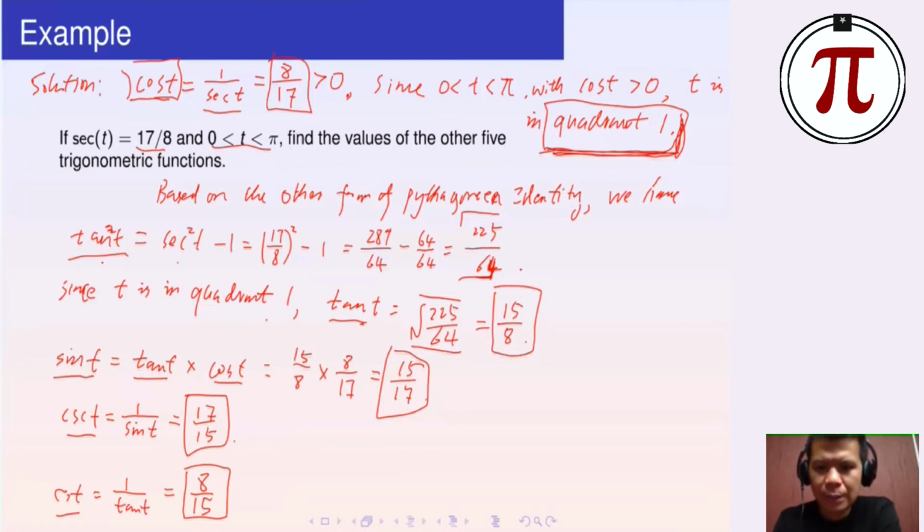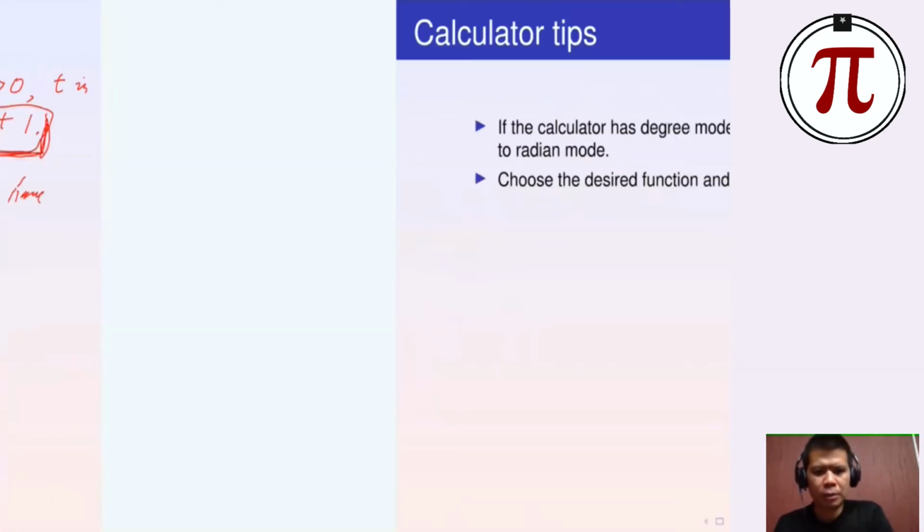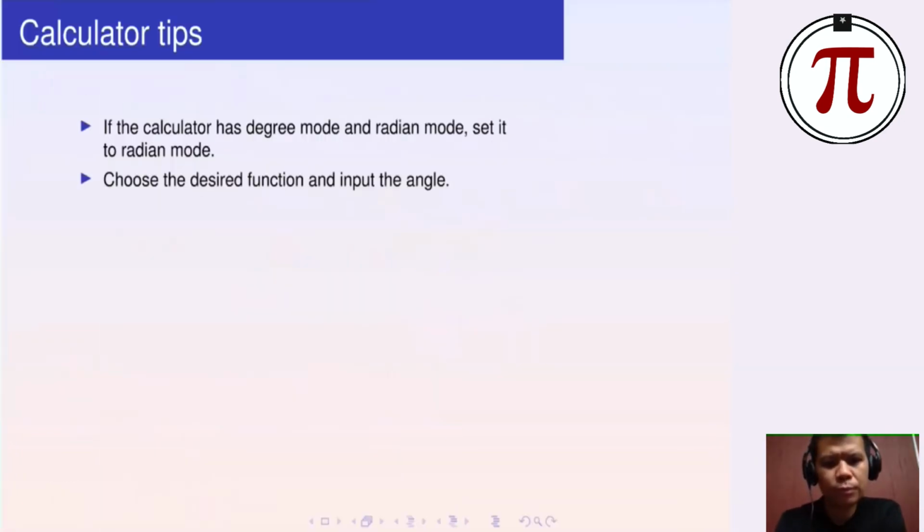All right, now let's move on to calculator tips. The calculator has degree mode and radian mode. Set it to radian mode, choose the desired function, and input the angle. If you have degrees, you can always change it back to degrees. Everything we introduced before, you may check the previous notes for the calculation.